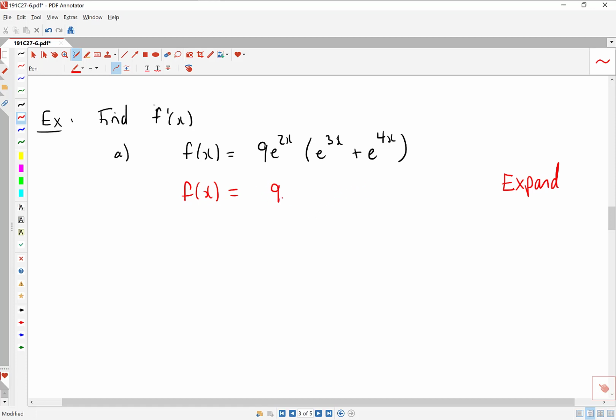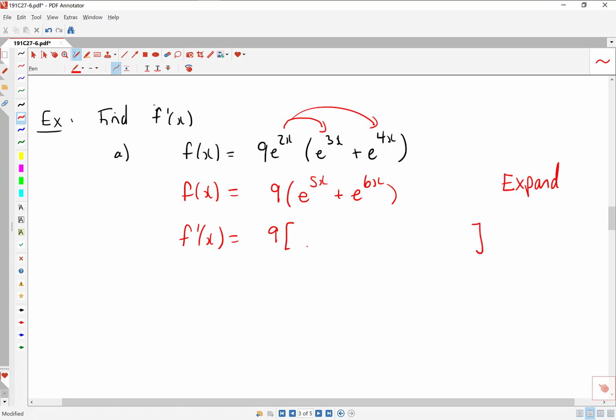Let's leave the factor of 9 out in front, but let's multiply the e^(2x) through inside the brackets. So as we do that, the exponents are going to add. We'll have e^(5x) + e^(6x). And now we've got something that's set up to take a derivative. So it's going to go more smoothly now that we've got this expanded version. So we've got this factor of 9 that's just going to hang out in front when we take our derivative.